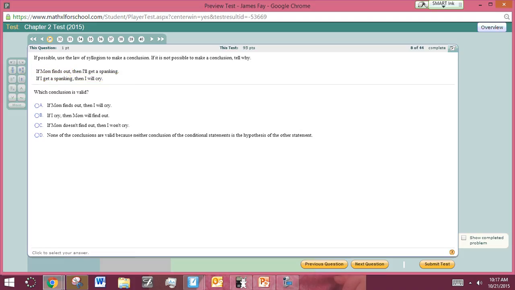Okay, let's see if we can get a different one here. If Roger gets a new computer, then he will give me his old one. If Roger gives me his old computer, then I will have two computers. Well, he'll give me his old one. Roger gives me his old one. Those match up. So if Roger gets a new computer, then I will have two computers. That phrase right there is perfectly fine to make.